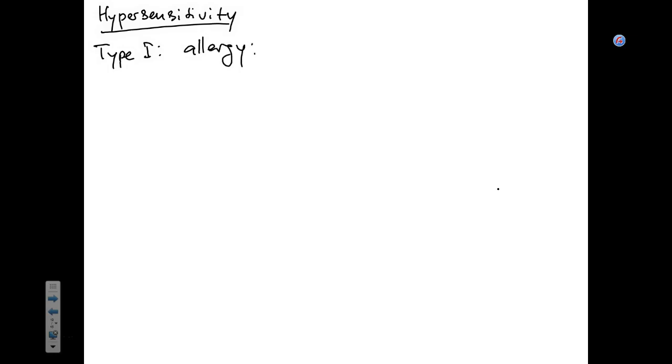Hypersensitivities. There are 4 types, and the first is type 1. The allergy. Here is how it works. So first, you have to encounter the allergen. An allergen is recognized by the B cells. Actually, by the receptor in the B cells.